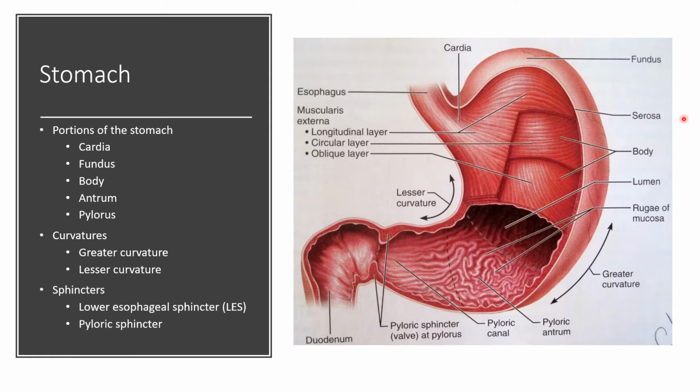And of course, let's not forget the sphincters. We have the lower esophageal sphincter, which is located around the cardia area, and we have the pyloric sphincter, which is here. And the duodenum is located just past the pyloric sphincter.